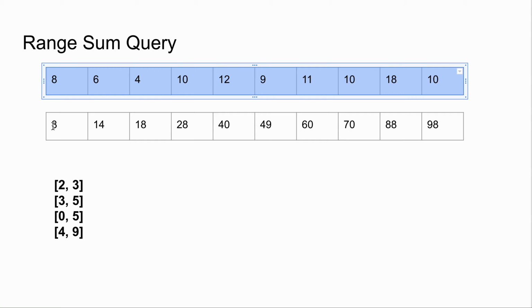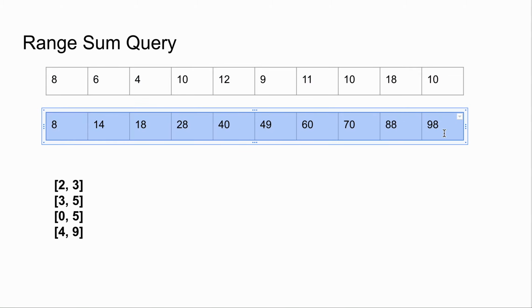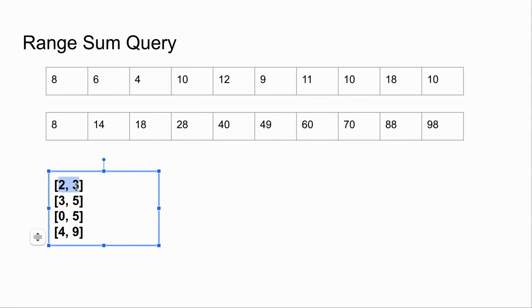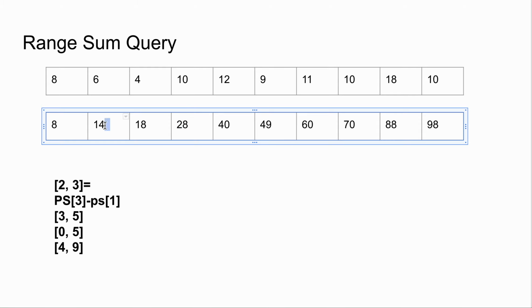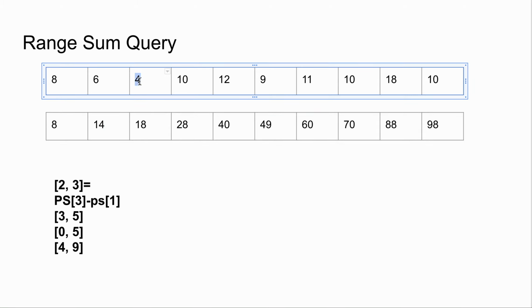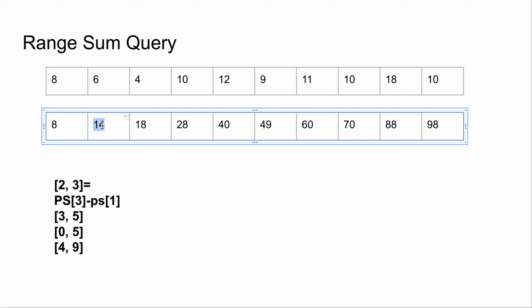So now what we can do is form the prefix sum array and directly use the formula. For example, what is the formula here? That is just equal to ps of 3 minus ps of 1. So 2 to 3 is just equal to ps of 3, that is 28, minus 14, that is 10 plus 4 is nothing but 28 minus 14.